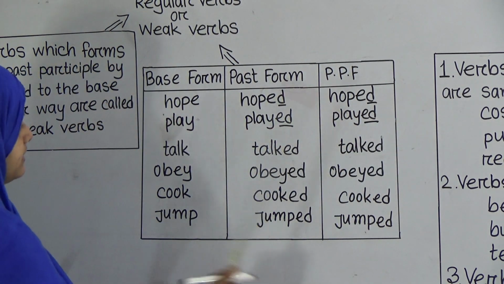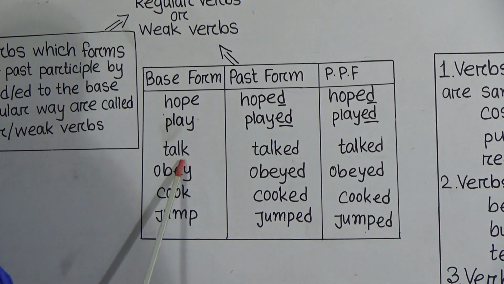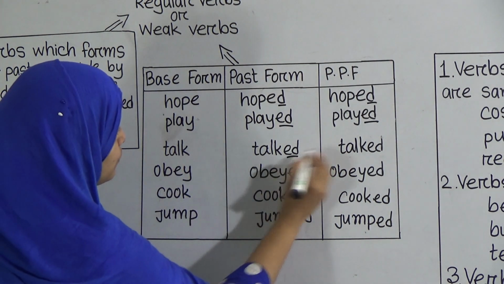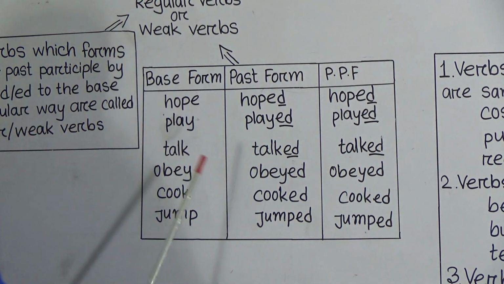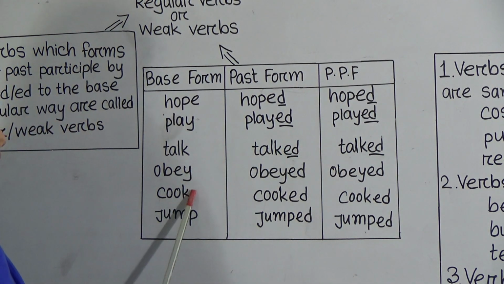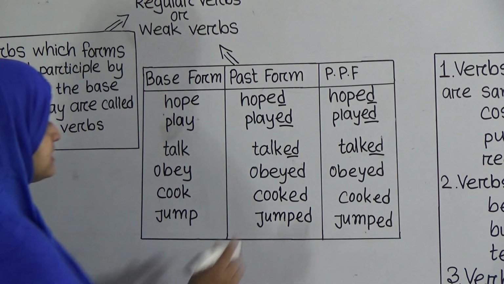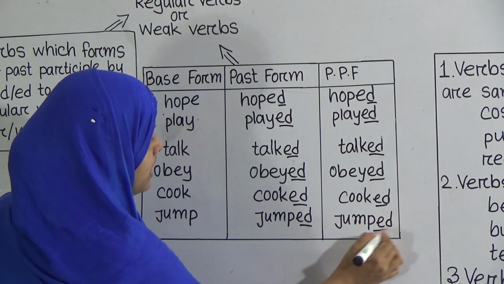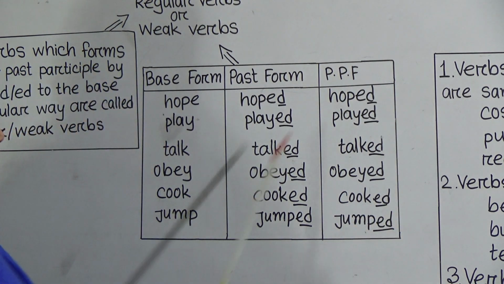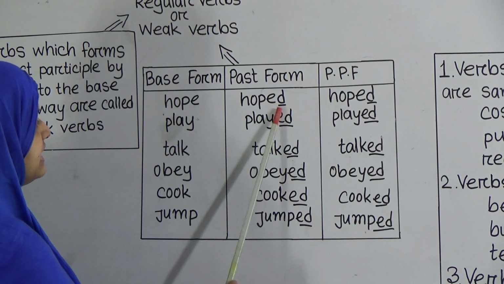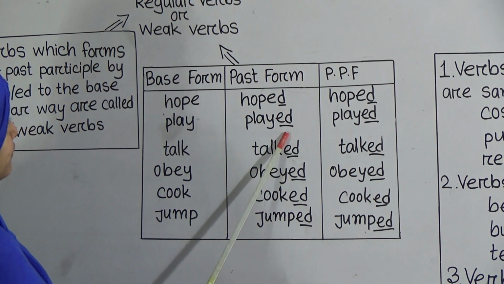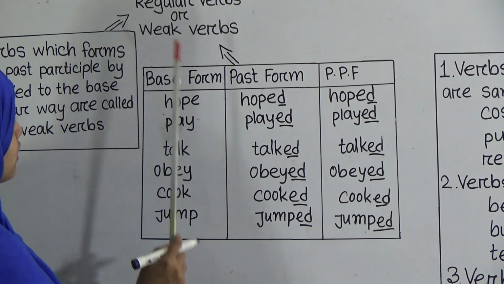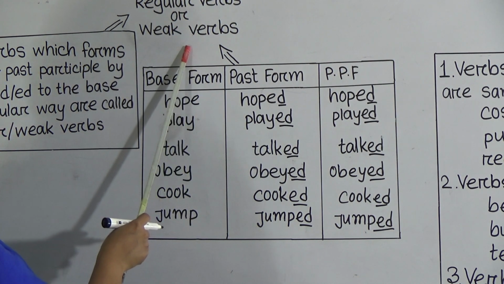Play, played, played. Now come to this one, talk. Talk is base form, we have added ed with the past form and past participle form. Talk, talked, talked. Obey, obeyed, obeyed. Cook, cooked, cooked. Jump, jumped, jumped. So look students, in every verb we have added ed to make them past and past participle form. So this is easy when we use ed at the past form and past participle form of any verb with base form, it is called weak verb or regular verb.